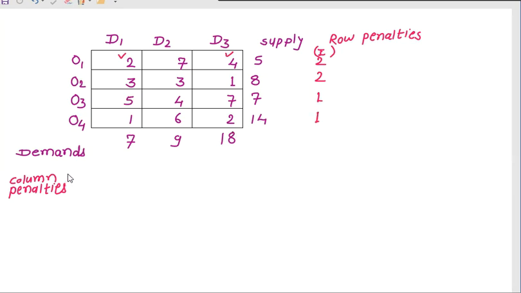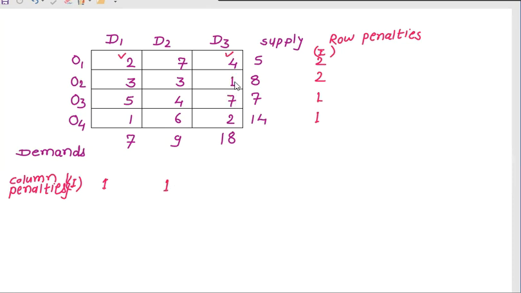Now the column penalties, first set. In the first column, the lowest entry is 1, second lowest is 2, 2 minus 1 is 1. In the second column, the lowest entry is 3, second lowest is 4, 4 minus 3 is 1.